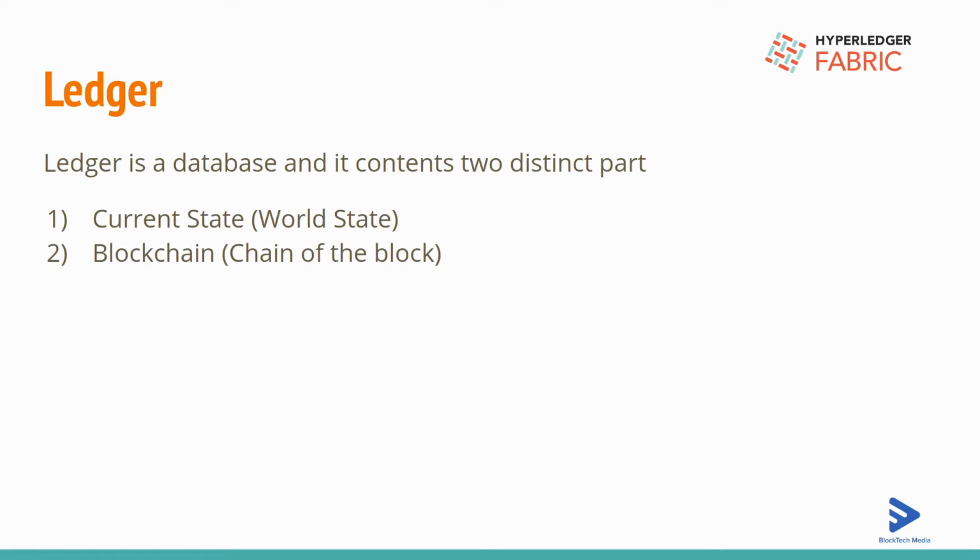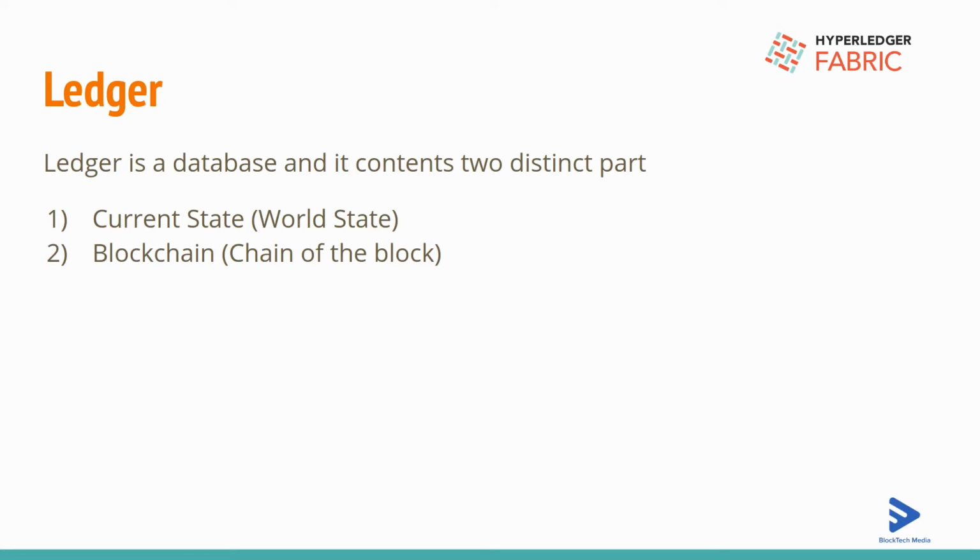So when we talk about the current state and the blockchain, where exactly does it get stored inside the Hyperledger Fabric? When we invoke any transactions, how do these states get changed, whether it is stored inside the current state database or the blockchain or in both? Let's see where exactly it's getting stored.